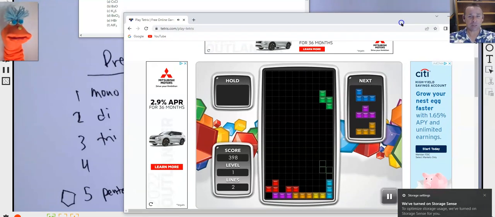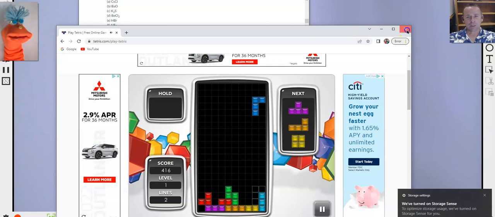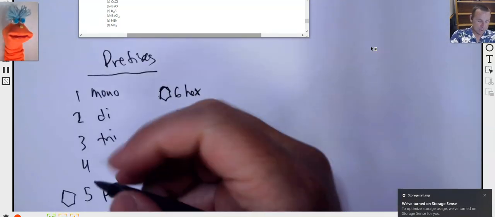They call it Tetris because it's dealing with blocks of 4. Oh, look at that. I didn't know I could do it with my mouse, too. That's nice. All right, so why don't you guys play Tetris for a little bit so that you'll remember that 4 is tetra.